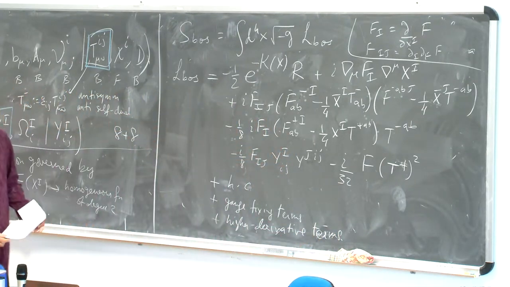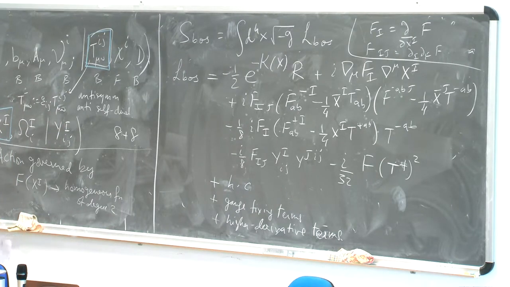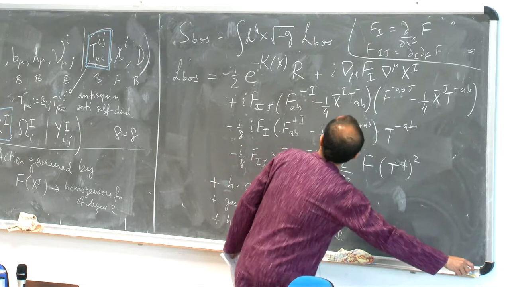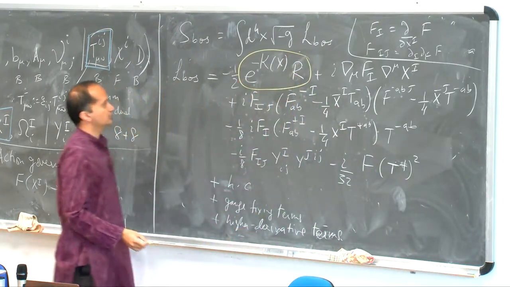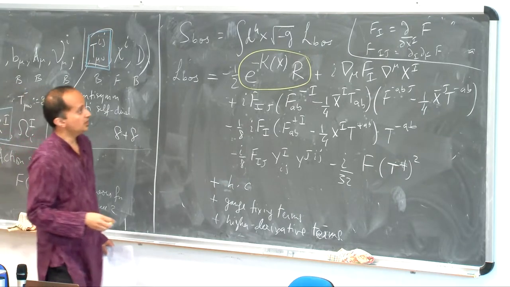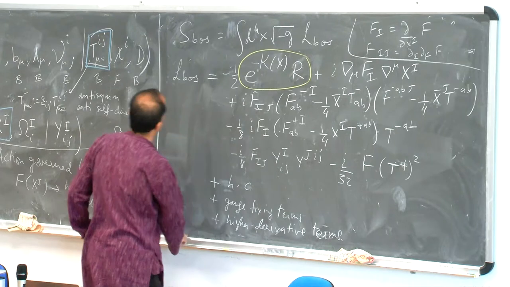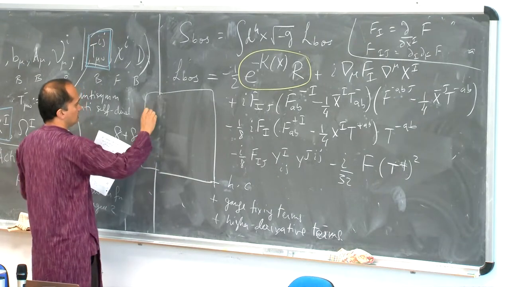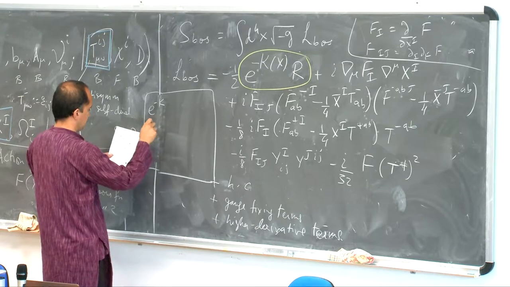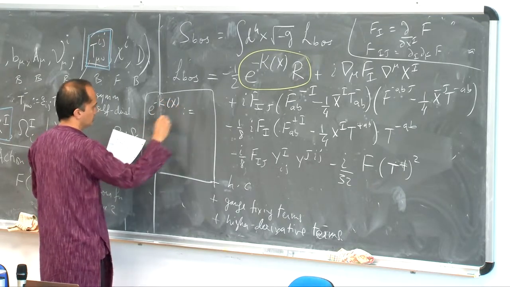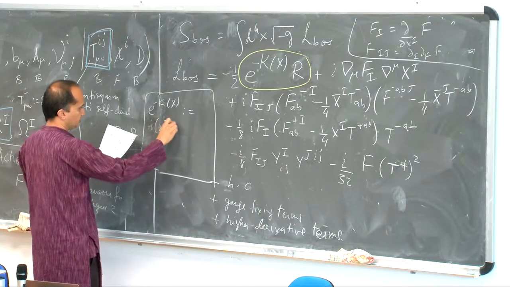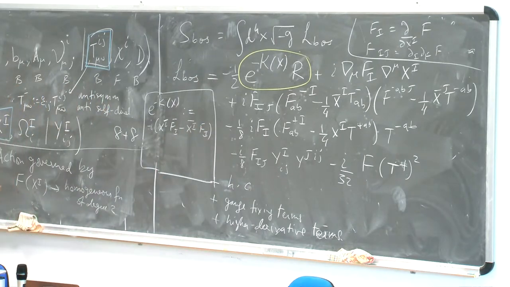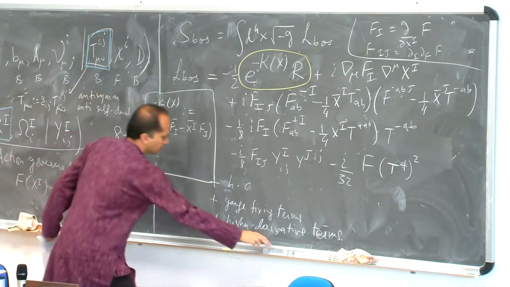Okay, so let's look at this action. It looks essentially like a generalization of Maxwell-Einstein. What are the differences? One difference is that it doesn't start with Einstein-Hilbert, but there is some K, I didn't tell you what K was. e to the minus K is defined to be minus i times X^i F_i bar minus X bar^i F_i. So that's a combination which will keep coming up. It's very important.